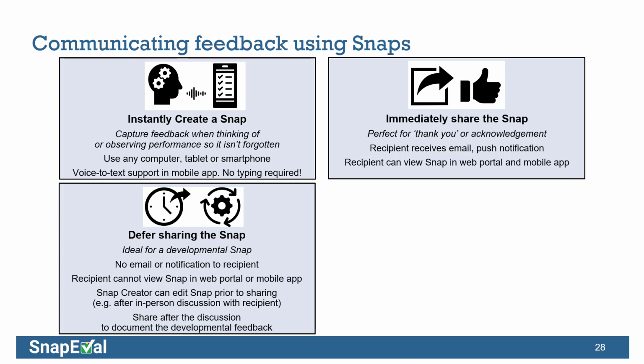If you're capturing developmental feedback, it can be much more powerful to be able to capture the snap as draft, meaning that you're not going to share it with the employee at this point in time. You can do so by unchecking the checkbox that says Share this feedback with the recipient instantly prior to clicking the Create Snap button. This basically means that the snap is in the system as draft. The recipient cannot view the snap in the web portal or in the mobile app, and they will not receive an email with that feedback.